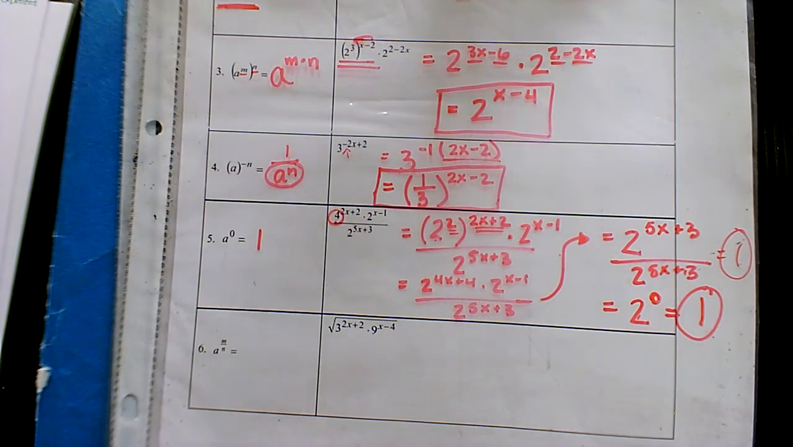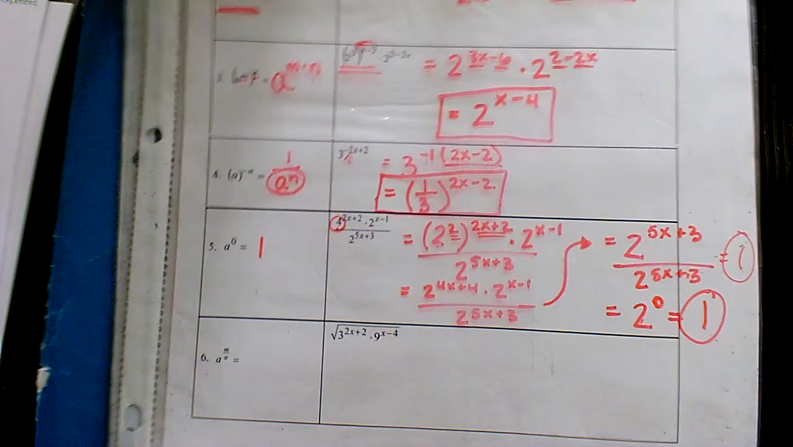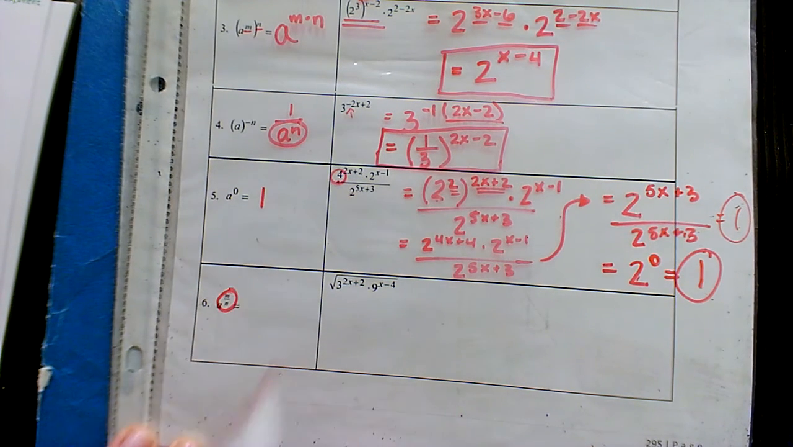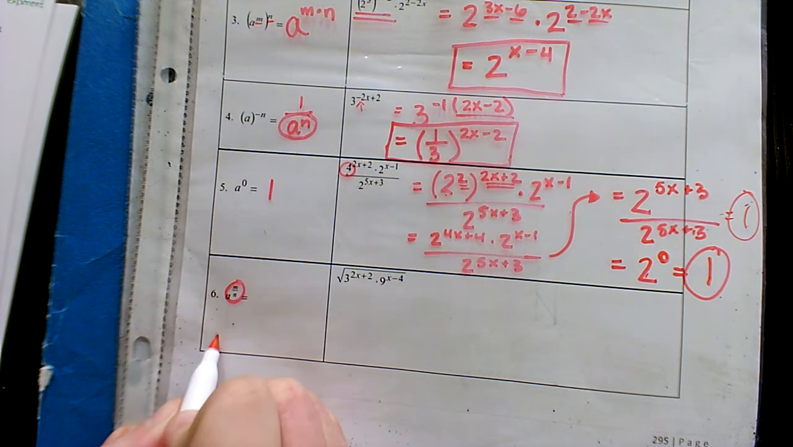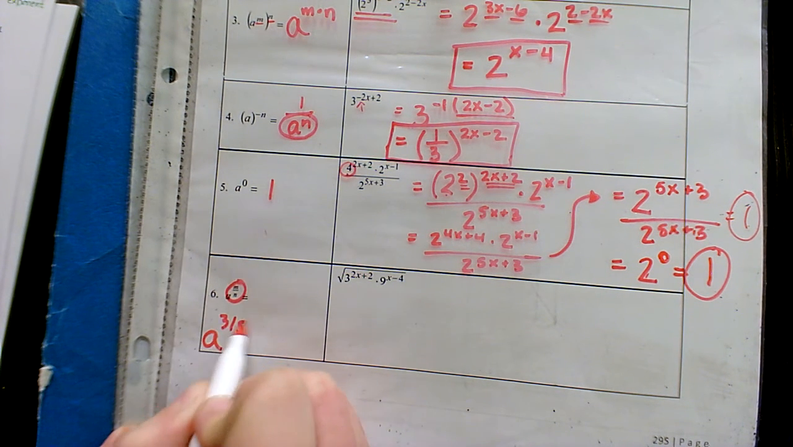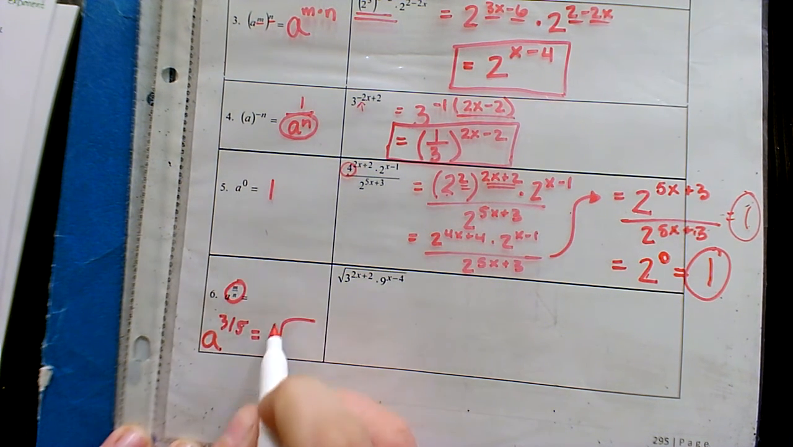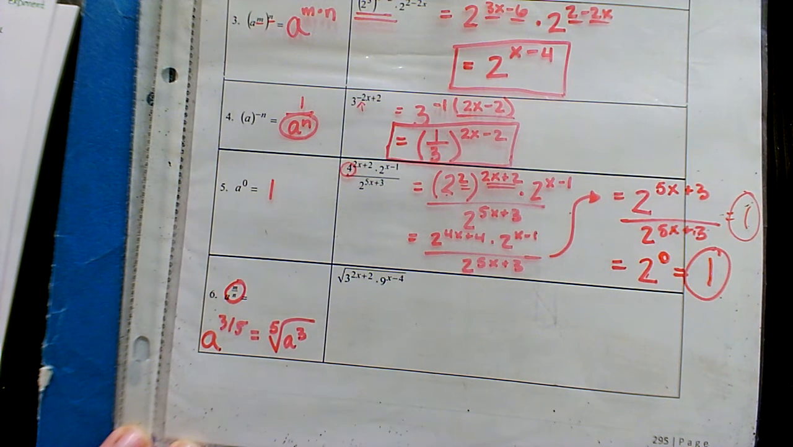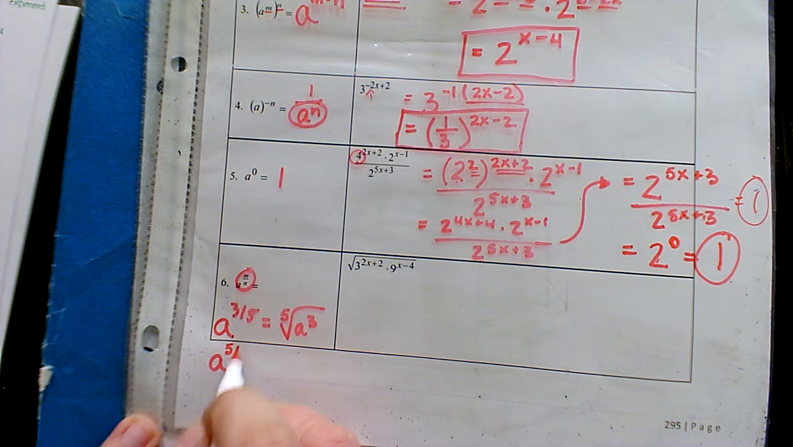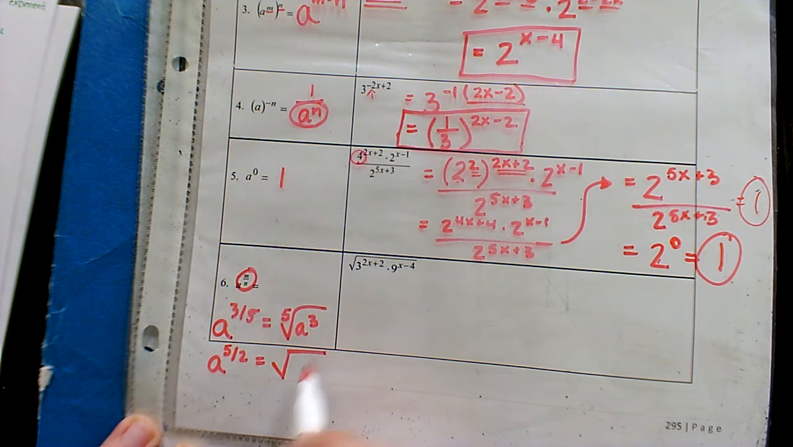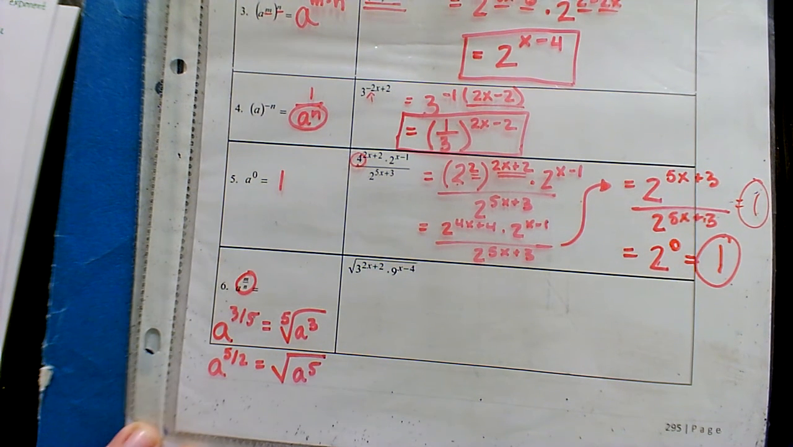All right, the last one might be a little different. Are we familiar with how a fractional power operates, how that works? This is a little tricky. Maybe I'll do an example. If I had a to the 3/5, that's the same as the 5th root of a cubed. If I had a to the 5/2, that's the same as the square root of a to the 5th.